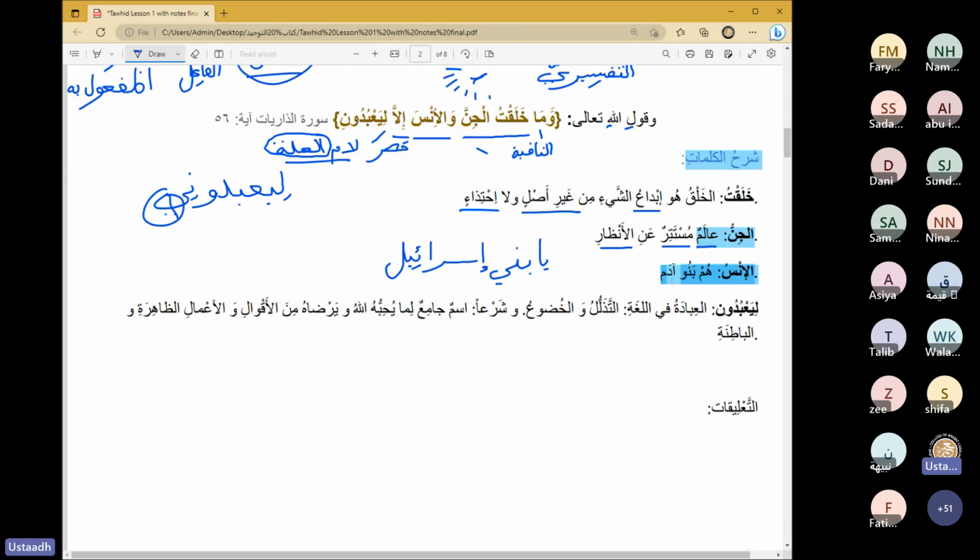Anyway, so li-ya'budun, to worship me. Al-ibadatu fil-lugha. So now he explains al-ibada in the language. Worship in the language is known as التذلل والخضوع. التذلل means humbleness, to be humble, and الخضوع is to be submissive.